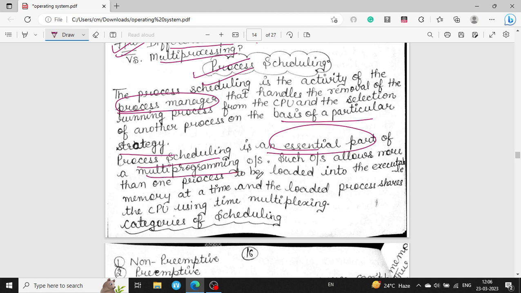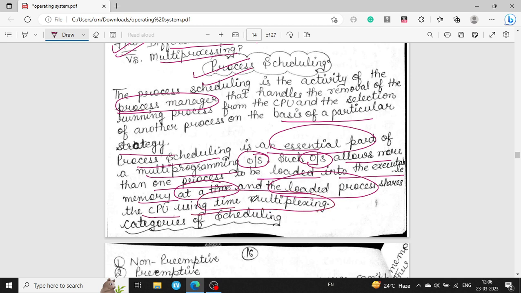Process scheduling is an essential part of a multi-programming operating system because the operating system allows more than one process to be loaded into executable memory at a time, and the loaded processes can share the CPU by using the time multiplexing method.